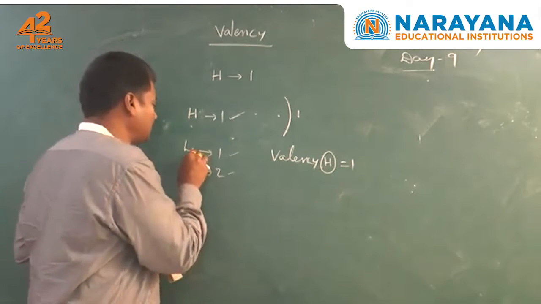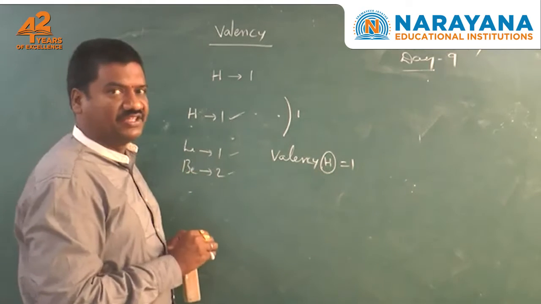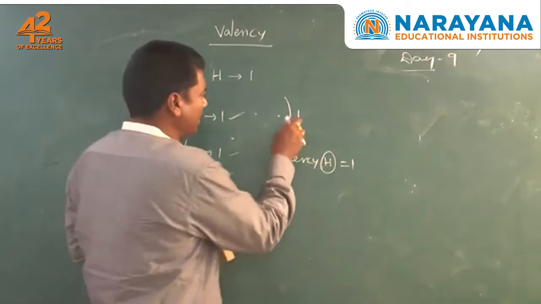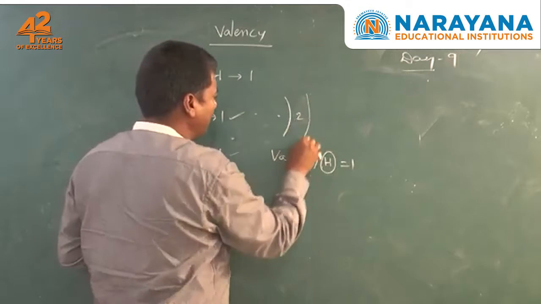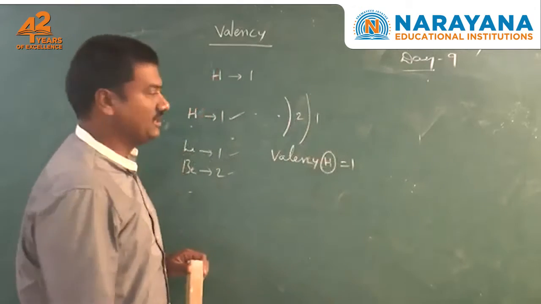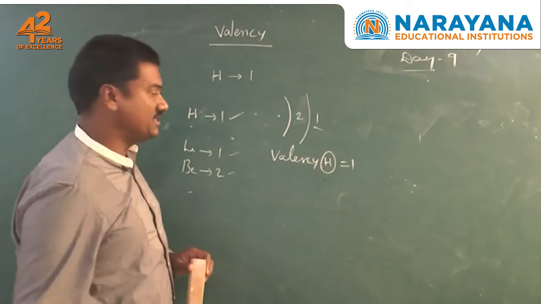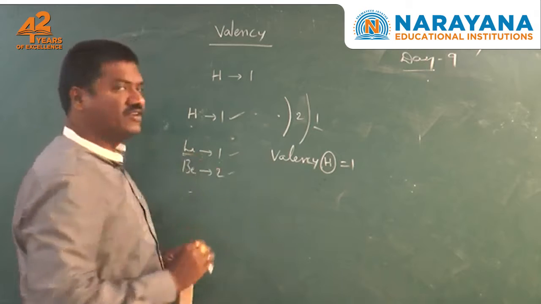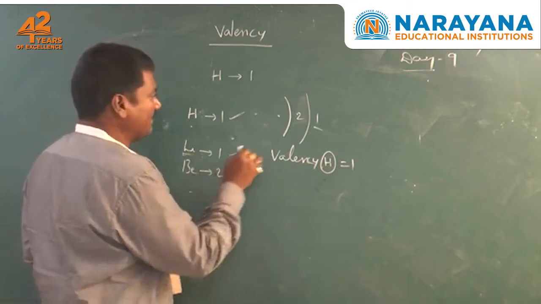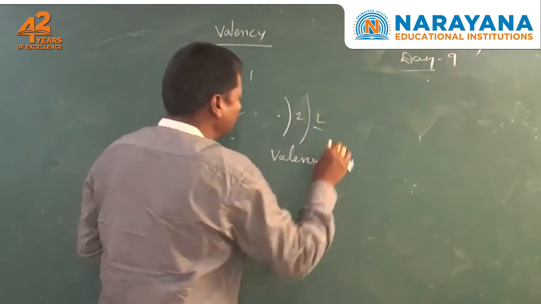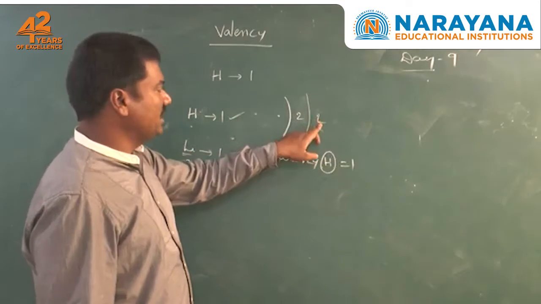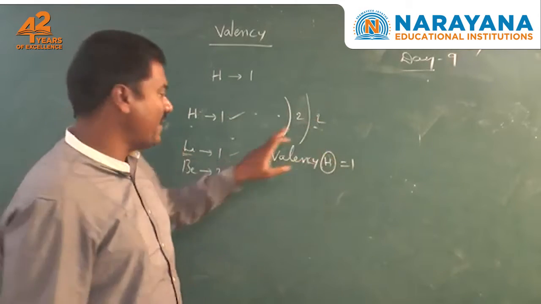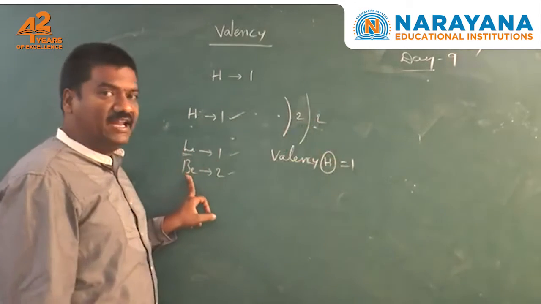Now lithium has 1 electron in the valency shell. Atomic number is 3, so according to the rules, the first orbit has 2 electrons and the second orbit has 1 electron. In the valency shell 1 electron is there, so the valency of the lithium atom we can take as 1. For the beryllium atom it is 2, 2: the first orbit has 2 electrons and the second orbit has 2 electrons. So the valency shell has 2 electrons, and the valency of beryllium we can take as 2.